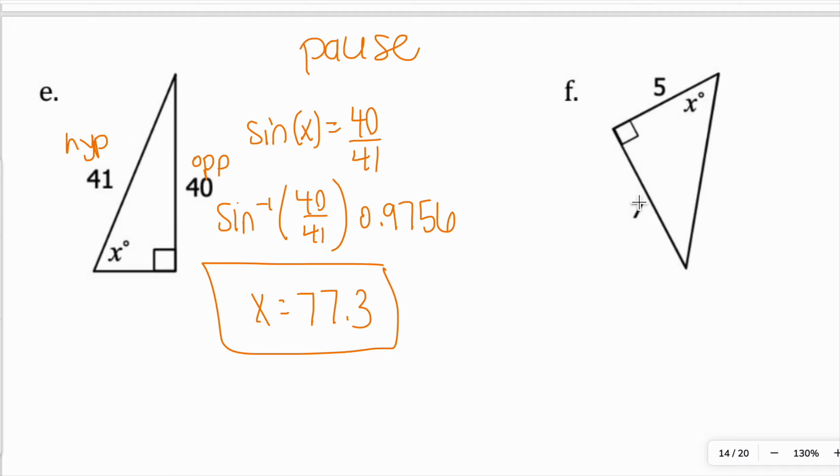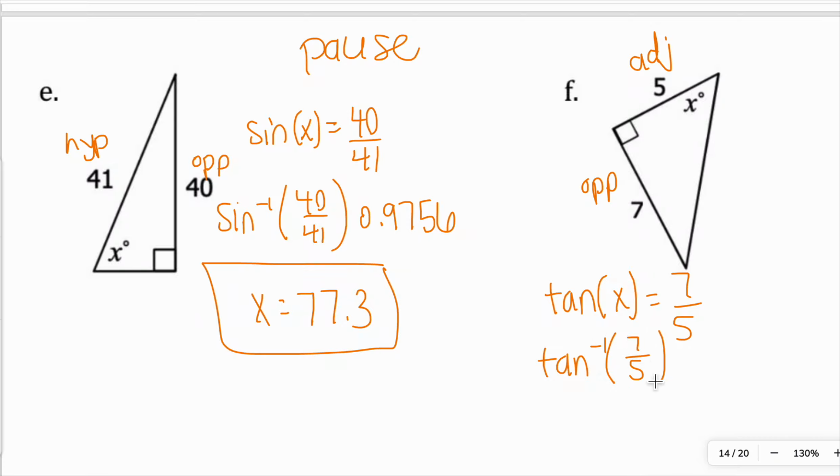And then for letter F, I'm given opposite over adjacent. So that's TOA, tangent of x is equal to 7 over 5. So the inverse of tangent 7/5. 7/5 again is 1.4. I should get 54.5.